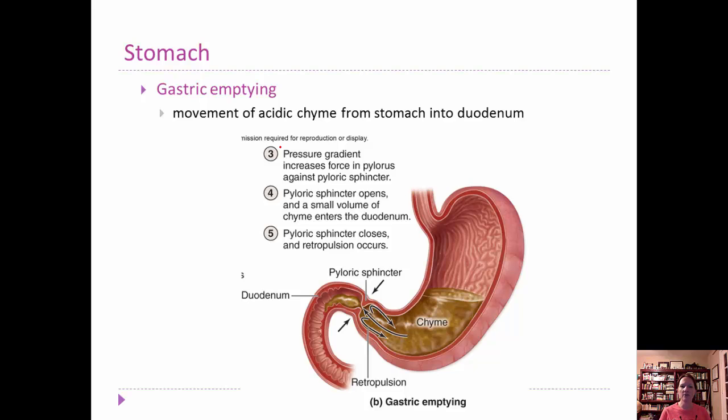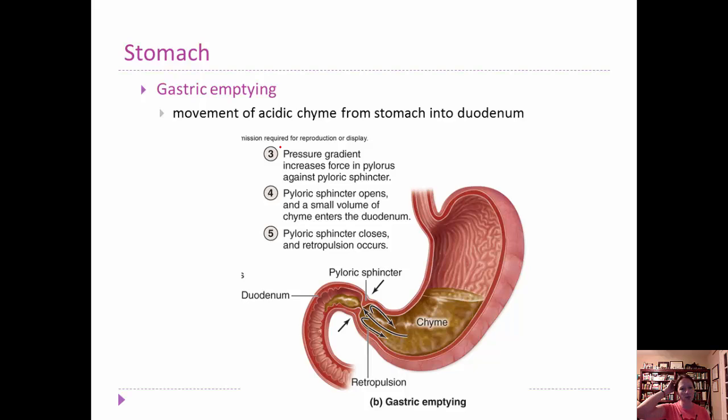Whenever that pyloric sphincter opens, only a small volume of chyme enters the duodenum. It's only about 3 milliliters, a very small amount. We don't want to just dump it all in there. That's actually a phenomenon called gastric dumping, where too much chyme is dumped into the duodenum.